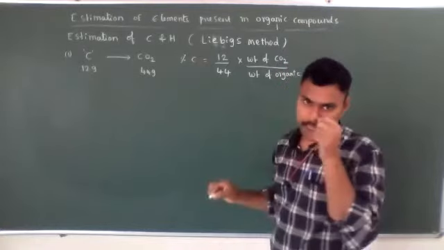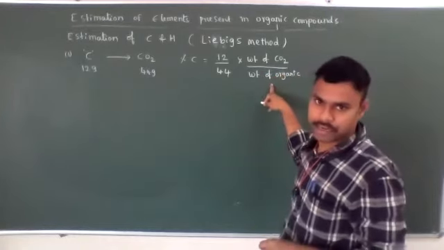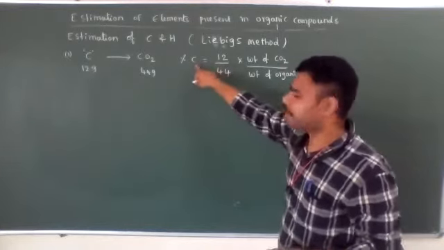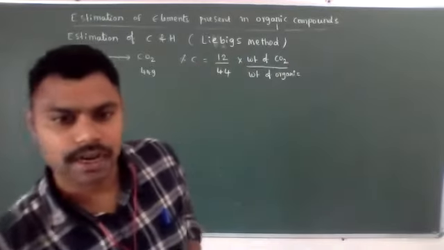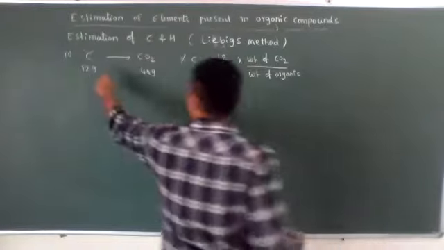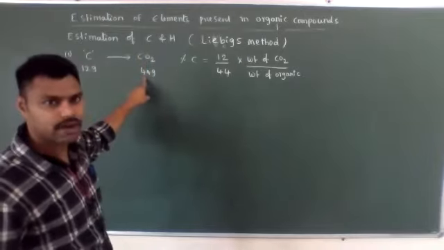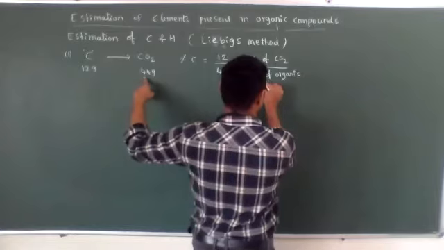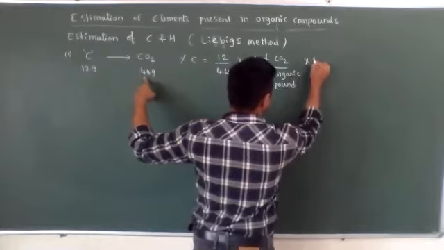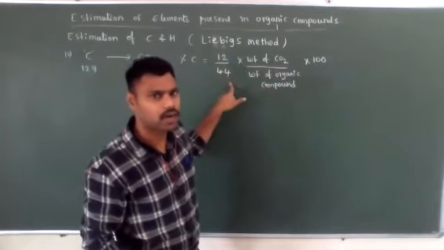In those questions, they will give the weight of CO2 formed, and the weight of organic compound also. We just need to find the percentage of carbon. Okay, see, that formula is very simple. Carbon is converted into carbon dioxide. So in that carbon dioxide, how much percentage of carbon is present? 12 by 44 into 100. How is this 12 by 44 into 100 formed?